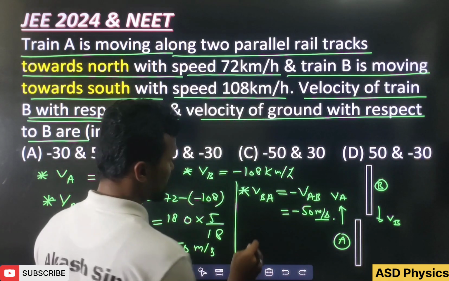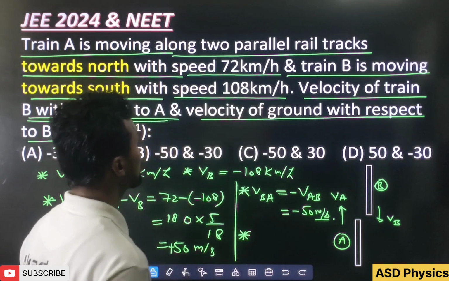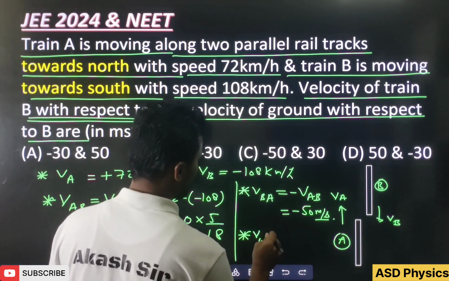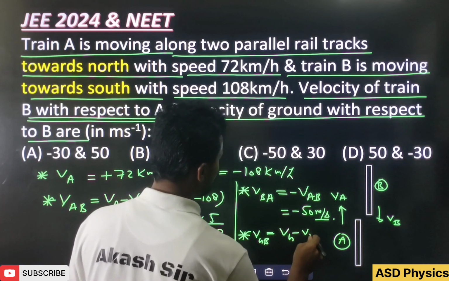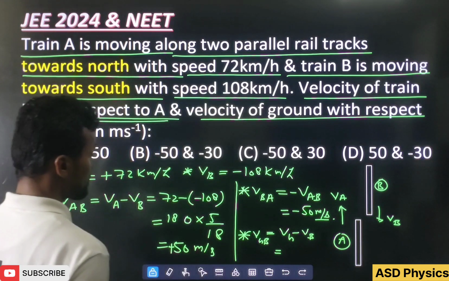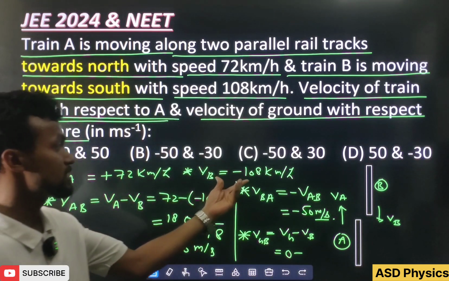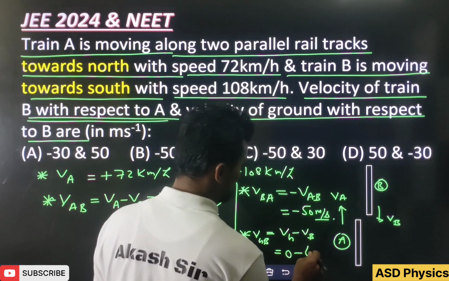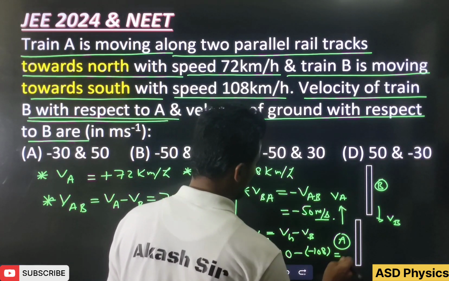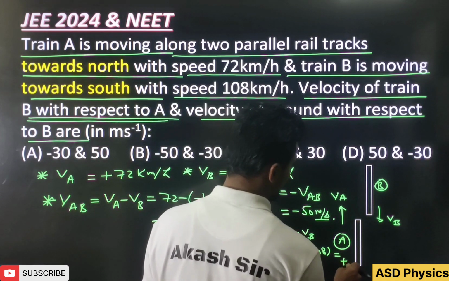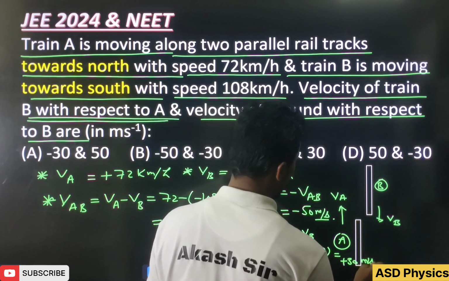Great. Now students, after that, what they are asking here is one more thing: velocity of ground with respect to B. Velocity of the ground with respect to B means Vg minus Vb. Vg is the velocity of the ground, which is 0, minus, and B is minus 108. So minus 108 becomes plus 108, and that will come here as plus 30 meter per second.